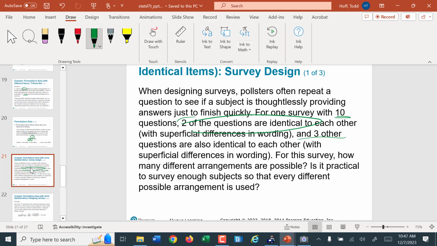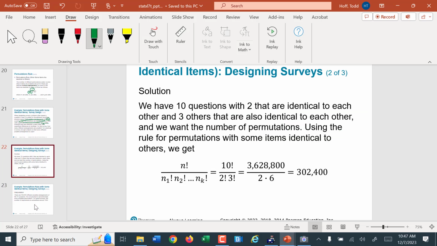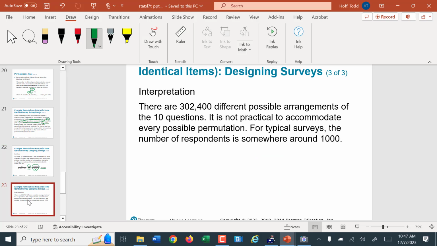So there's 10 questions in the whole survey. That's N. 2 of them are the same. That's going to be N1. And 3 that are the same, that'll be N2. So the formula will become 10 factorial, which is 3,628,800, divided by 2 factorial, which is just 2 times 1 or 2, and 3 factorial, 3 times 2 times 1 is 6. So, of course, that's 12. The 3,628,800 divided by 12 gives us 302,400. So even with those repeated questions, there's still 302,400 different random arrangements of the questions in that survey.